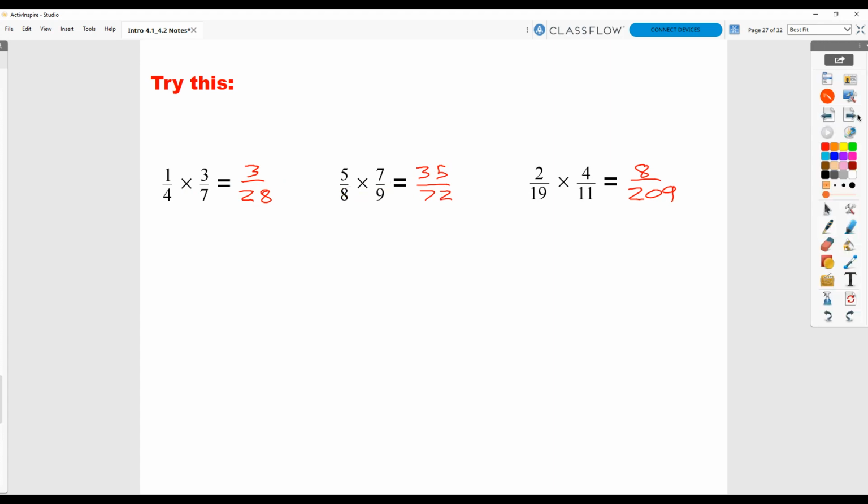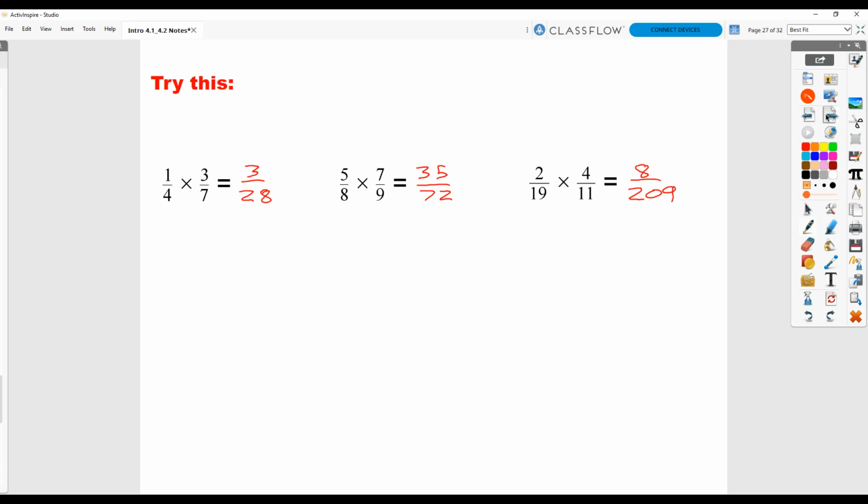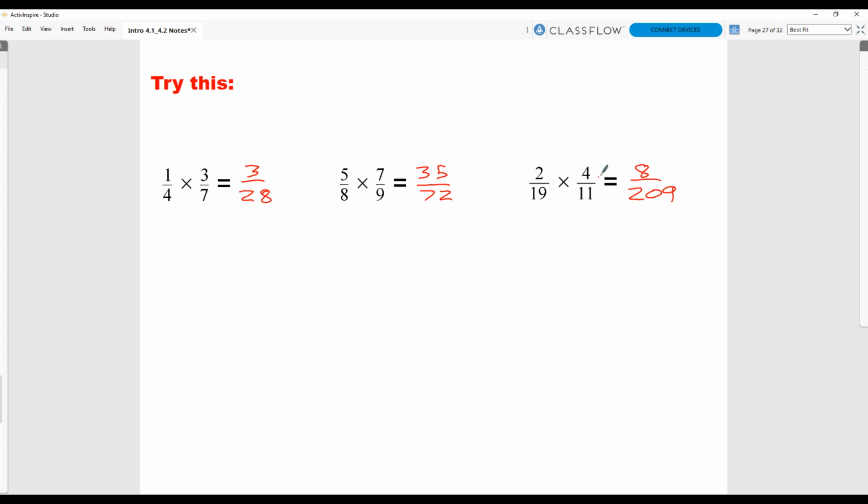Was that the same one we just did? Yeah, it was. I didn't change that one around. Okay. And the last one we got here is a different one. You got 2 over 19 times 4 over 11. Multiply straight across. You're going to end up with 8 over top of 209. So there's your 3 answers to those. Hopefully those worked. If they didn't, make any corrections you need to.